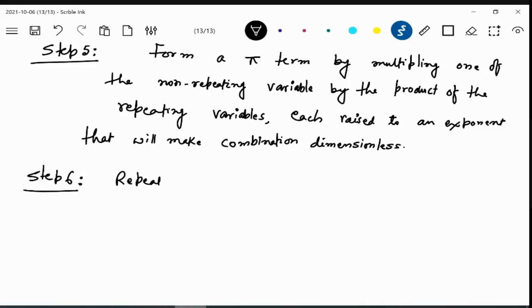So repeat step 5 for each of the remaining non-repeating variables.